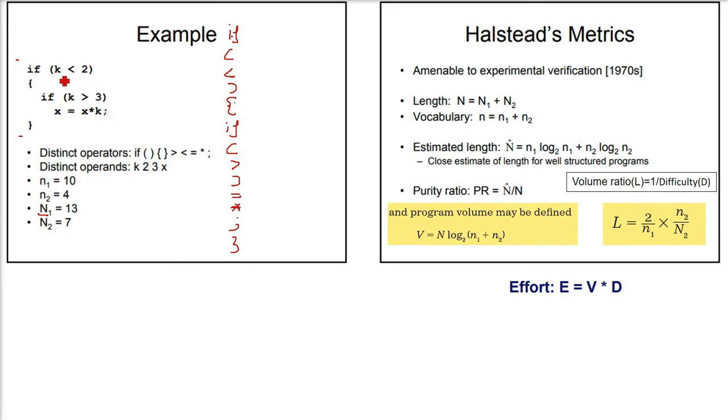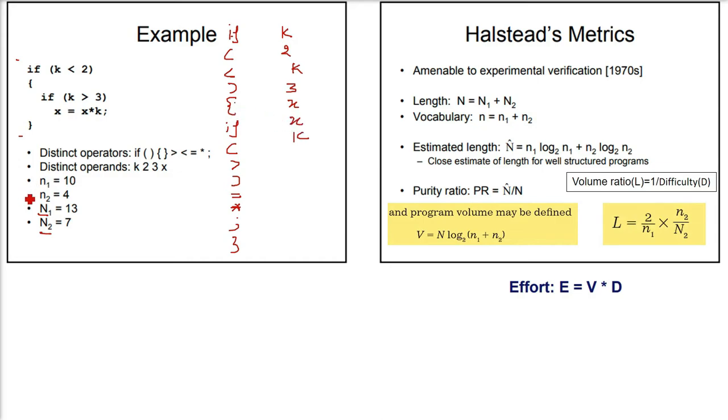Operands are those which are given by us. So K, then 2, then K repeated. Don't worry about repeating. Then we have 3. Then these are constant and variable basically. X, then again X, and then we have K. So these are the number of operands. How many are these? Just count it. They will be 7. So number of operands are 7. N2 is 7. Capital N2 is 7.